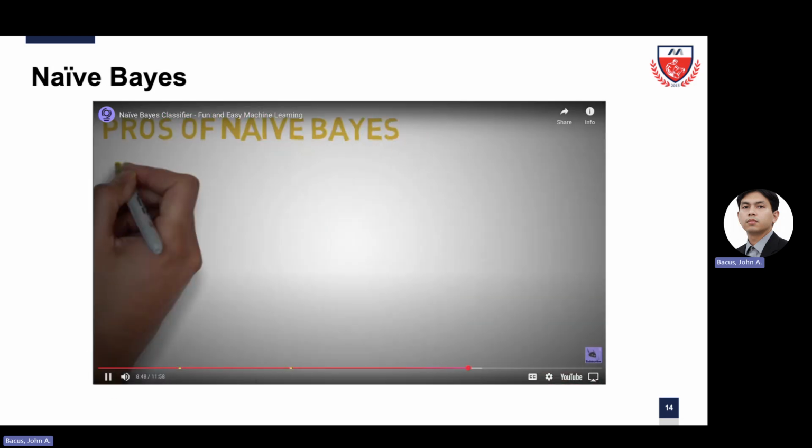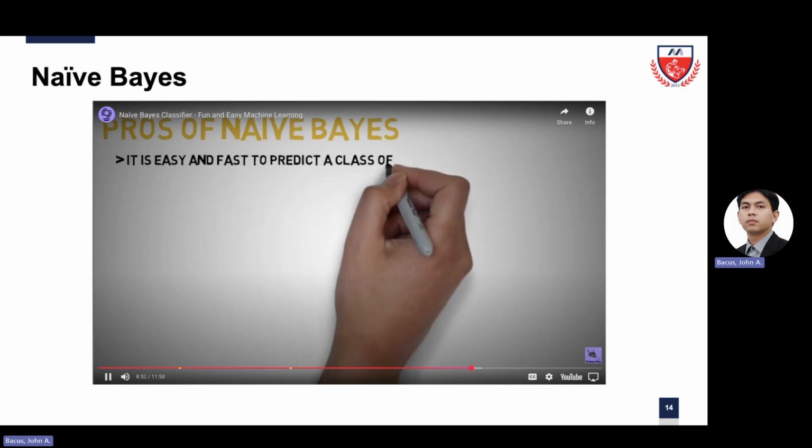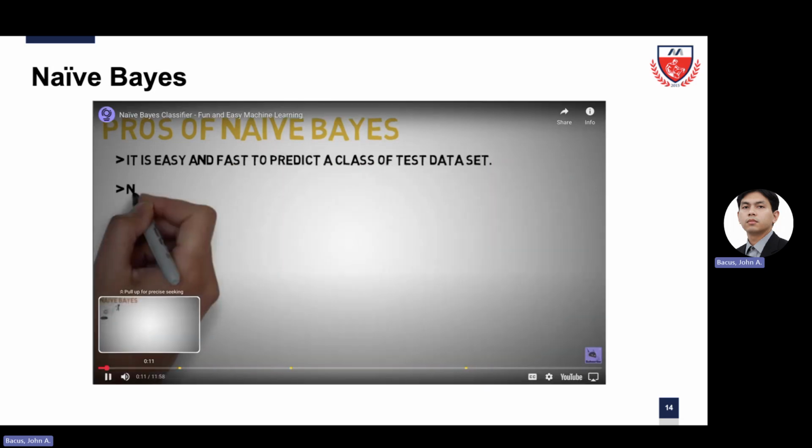It is easy and fast to predict a class of the dataset. It also performs well in multi-class predictions. Let's take a look.